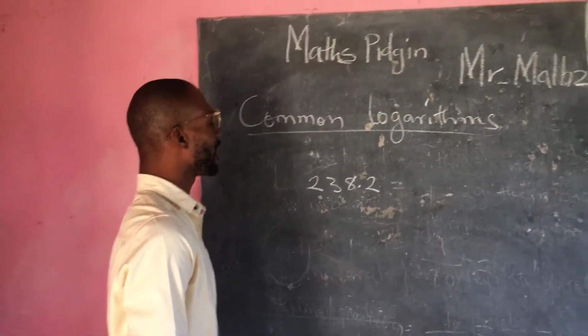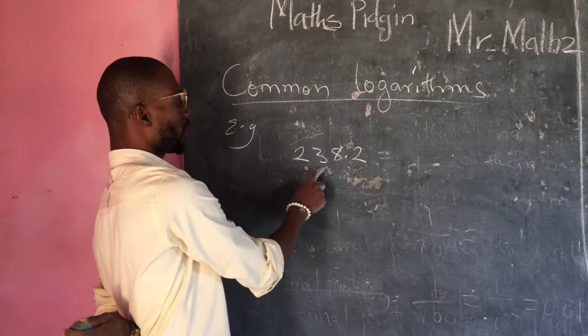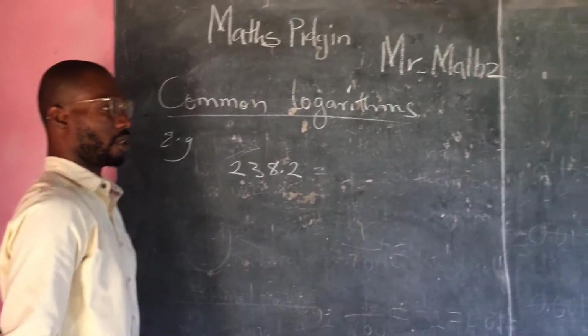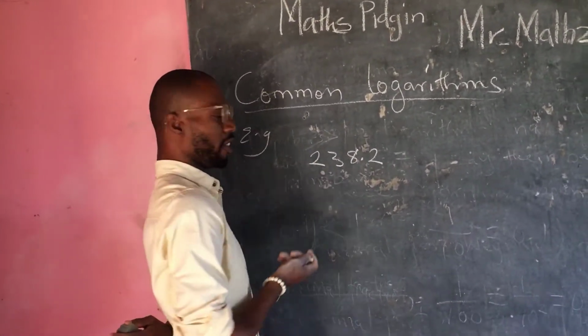So, common logarithms of numbers. Example, I get this number 238.2. Now I want to find the logarithm of this number.